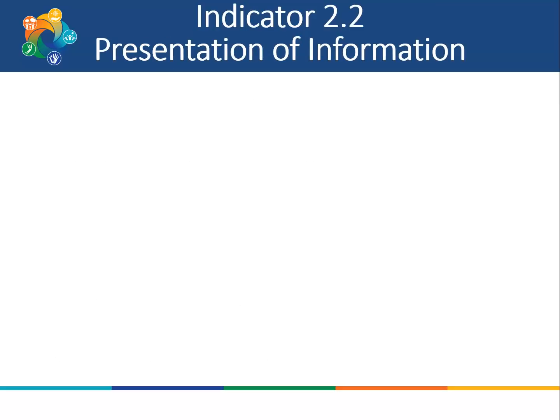Next is Indicator 2.2, Presentation of Information. Pause the video now to read the descriptors for Indicator 2.2. The first descriptor in Indicator 2.2 is sequencing and pacing. In a high-quality lesson, the sequence and pacing is coherent and aligned to the objective. As students move through learning experiences, they are more likely to be successful in mastering the objective.